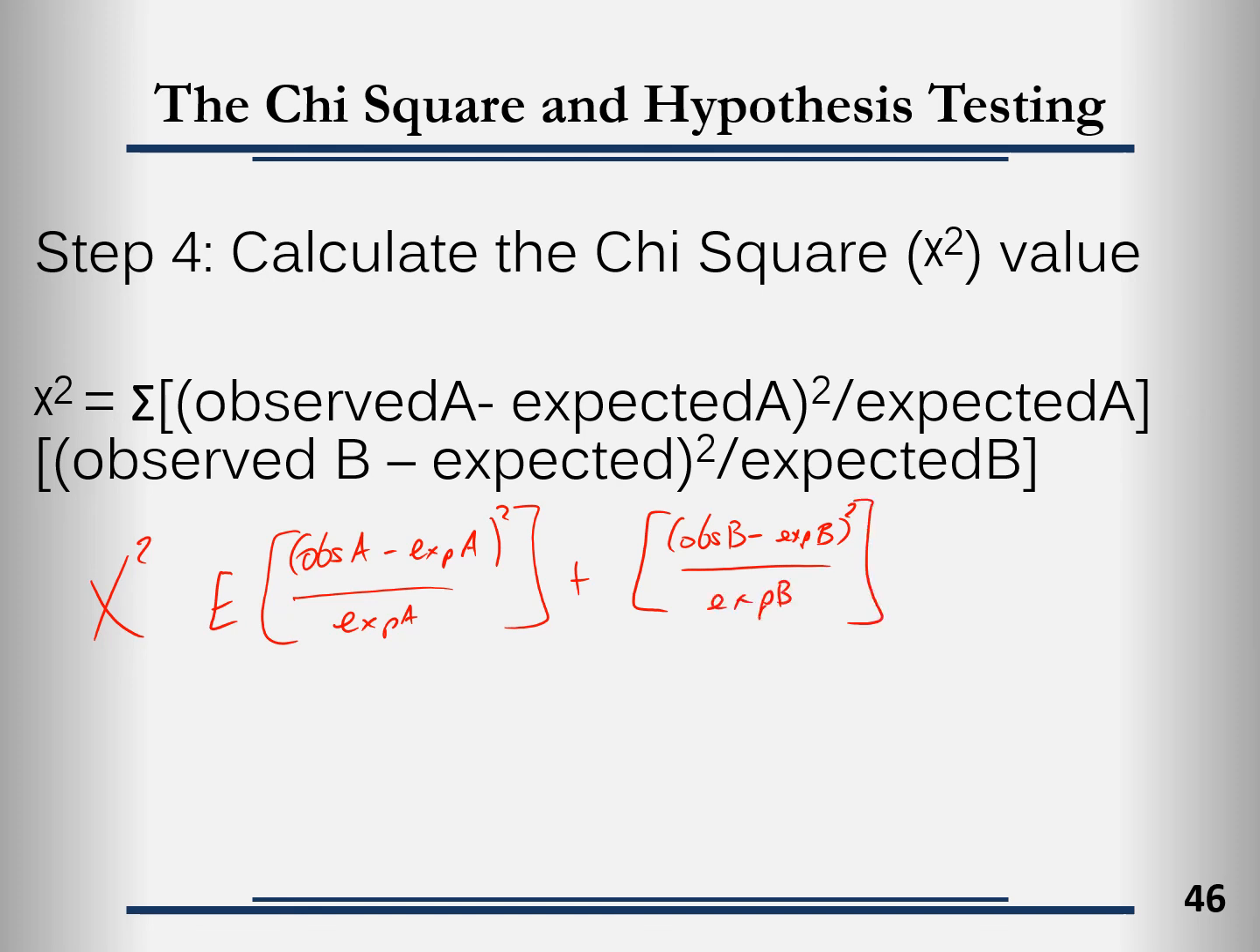Now, we have an A and a B because our phenotypes are black and gray. But if you looked at 4 phenotypes, then you would also add another one, and then another one. It just depends on the number of phenotypes you have. But for our scenario, we're just going to have these 2.